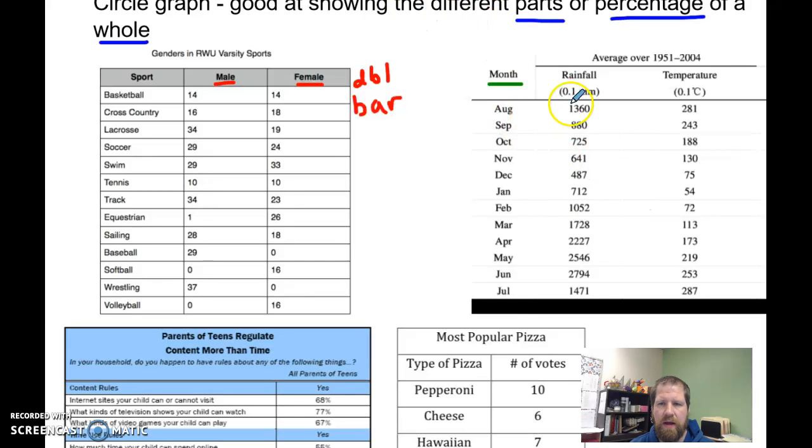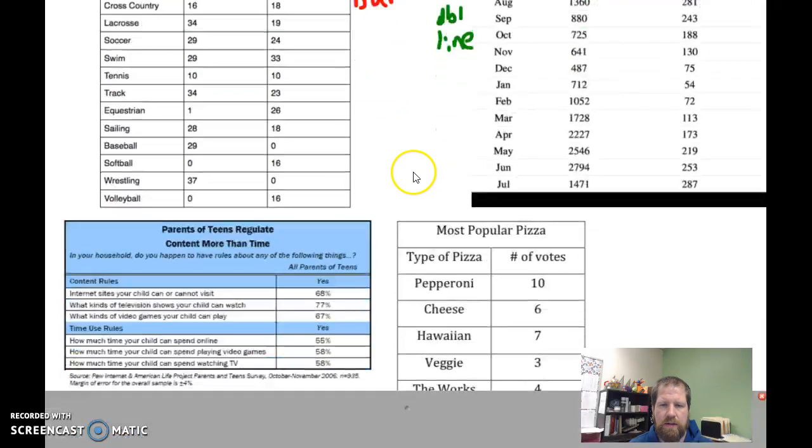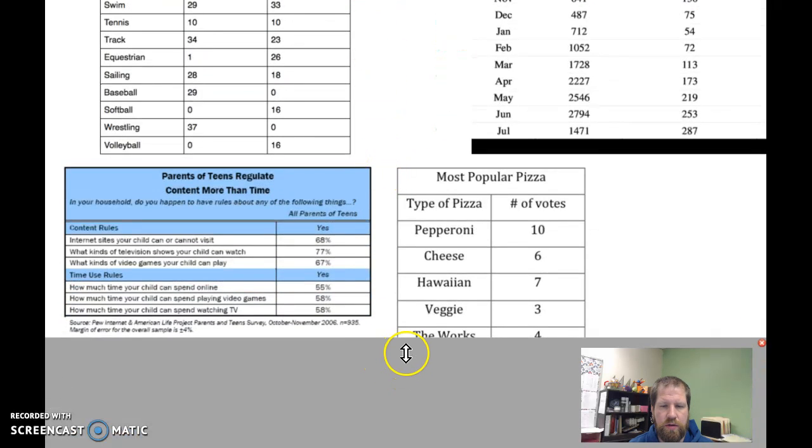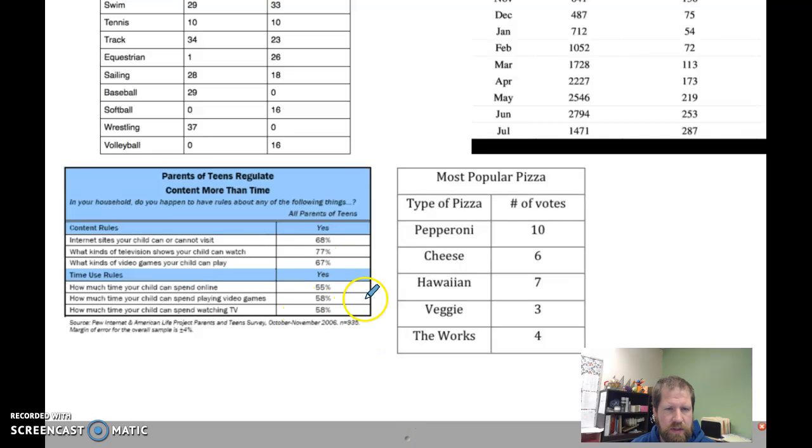And because I've got 2 data sets, rainfall and temperature, this is going to be a double line graph. Double line.